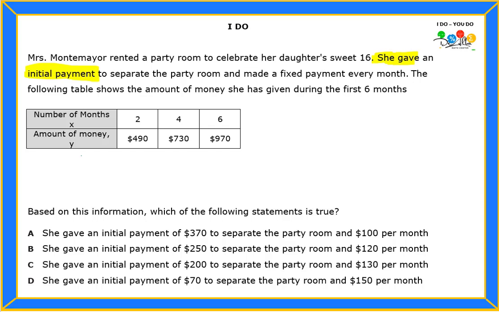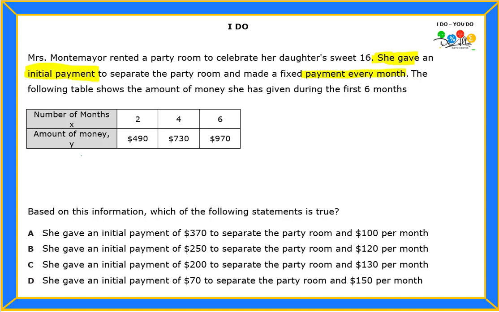After that, she's gonna give payments every month. And it says fixed because that means that every month she's gonna give exactly the same amount of money. Is that right? So I want you to look at the table right now. We're gonna make it from that 7th grade point of view. And it says in 2 months, she already gave $490. In 4 months, $730. And in 6 months, $970.